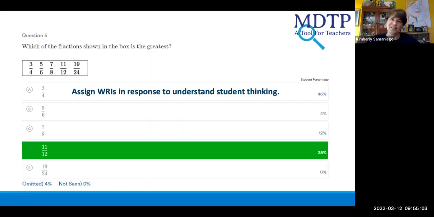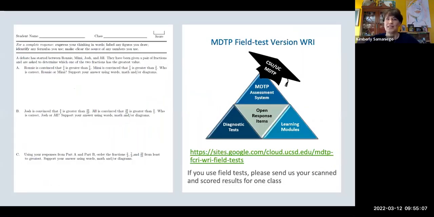I also really wanted to know what was going on with this problem. So I assigned my students the written response item, which is a field test. And like I said, Pat and Carol will talk about these in depth. These are on a field test works website. And if you use these, we really do ask for you to give us some data, because we'd like to see this.